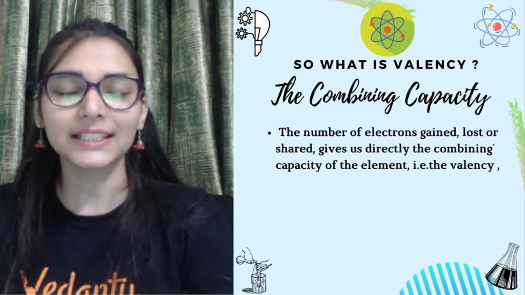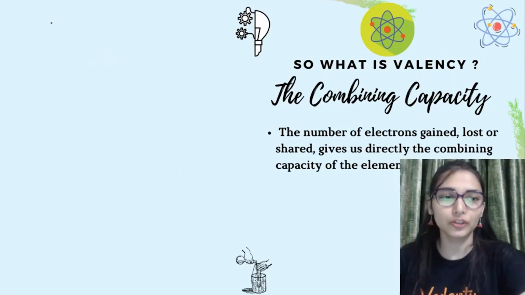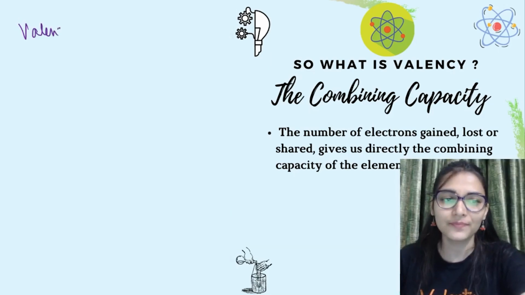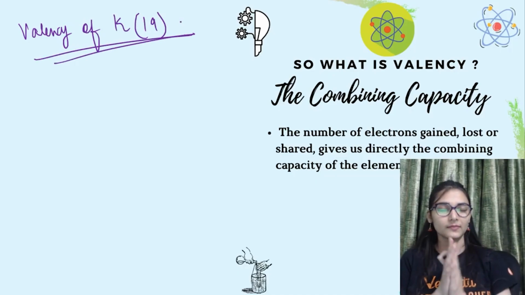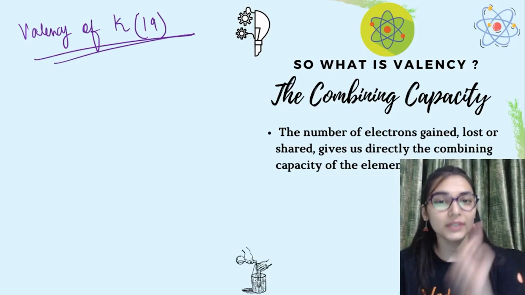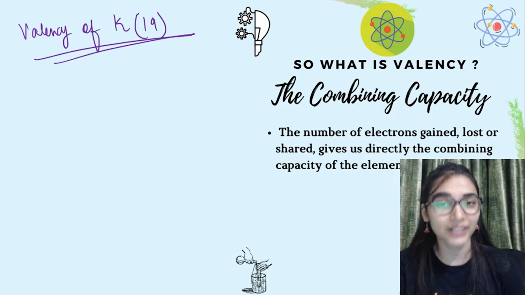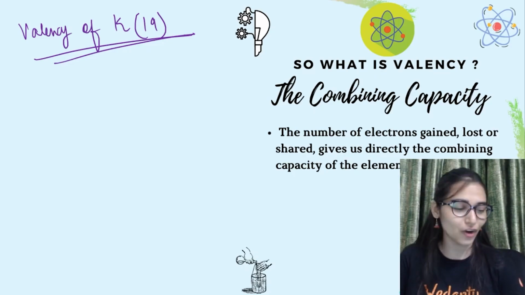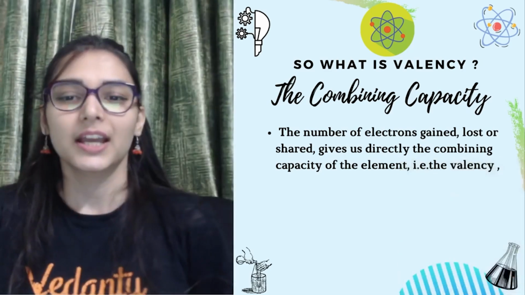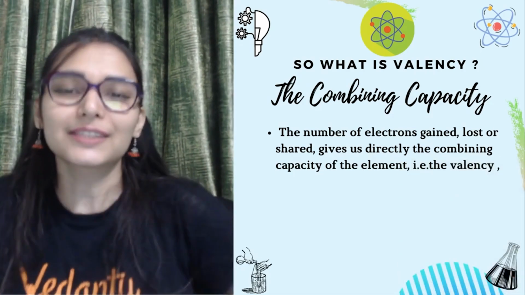ठीक है, practice करना. In the comment section you will write the valency of potassium, and I have told you this in the regular session also. Atomic number is 19. I want the answer from each one of you who is watching the video right now in the comment section. Okay? Yes, and I will read your comment. Chalo. The next point is, what is valency?